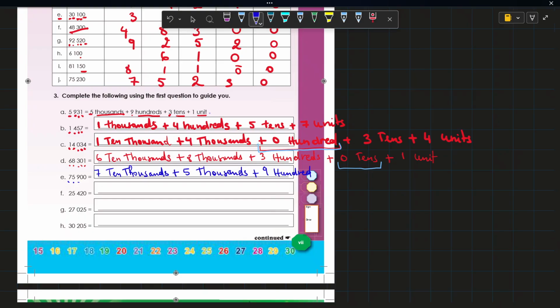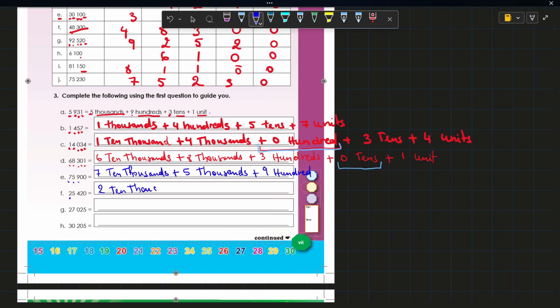Do I really have to write 0 tens or 0 units? It doesn't matter. As I said, you can omit when there's 0, okay? So it doesn't really matter. What about here?